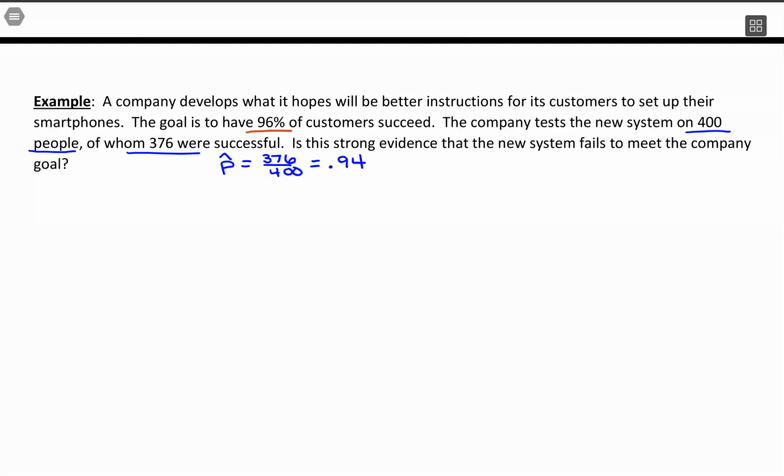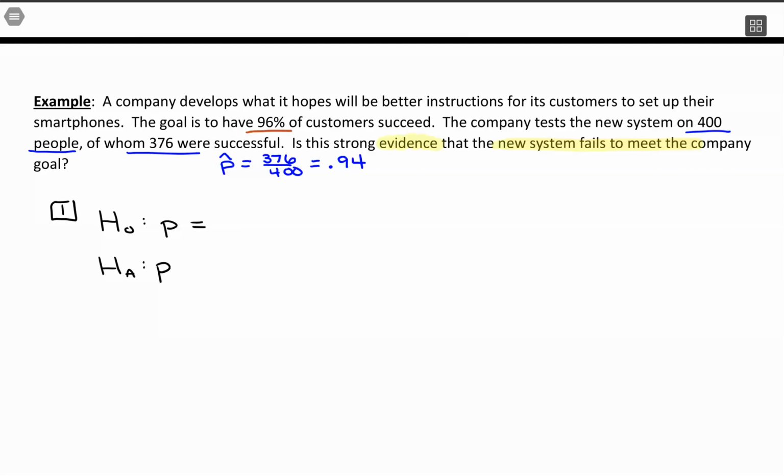So we have the sample data, and then is this strong evidence that the new system fails to meet the company goal? So again, if you see this word evidence, what follows is going to deal with the alternative hypothesis. So first step here, null and alternative. P equals P. All right, so their goal is to have 96% of customers succeed, and we want to show that the system fails to meet that number. So what that would mean is a lower success rate. So we want to see if the system has a lower success rate than their goal of 96%.